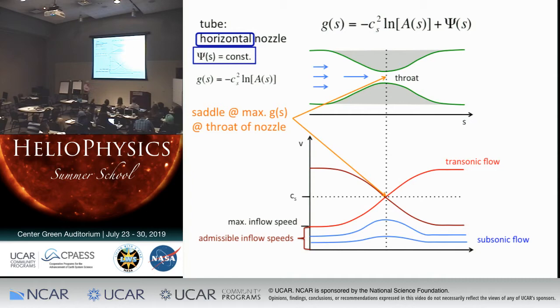You start out subsonically. You pick up enough speed, because you're subsonic and you see this opening coming at you. You speed up. You pick up just enough speed so when you reach the throat of that nozzle, you are going exactly at the speed of sound. Okay? Now you're a supersonic flow, and you start to see the nozzle open again. But as a supersonic fluid, you respond to that by speeding up more. Okay? And this is transonic flow. This is flow that goes from subsonic to supersonic.